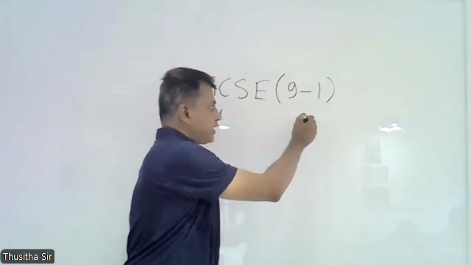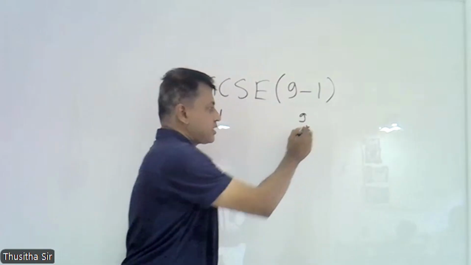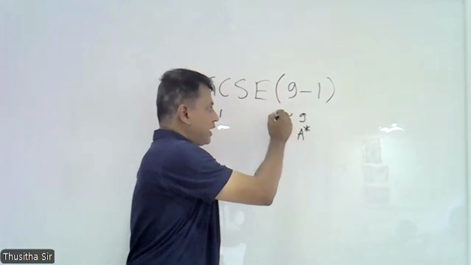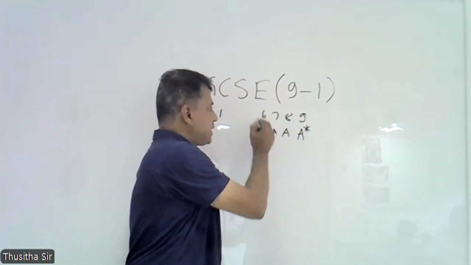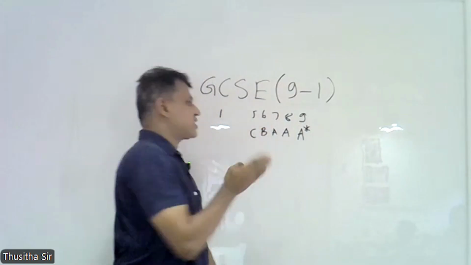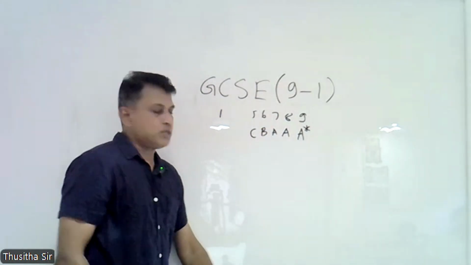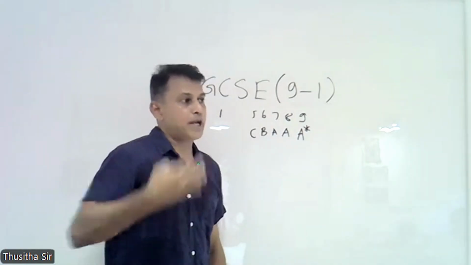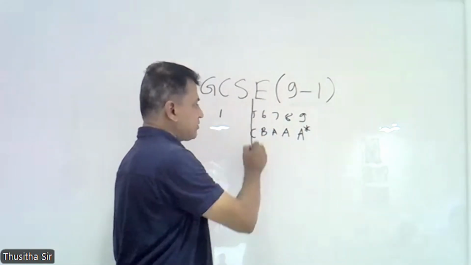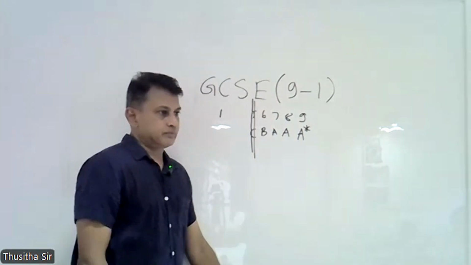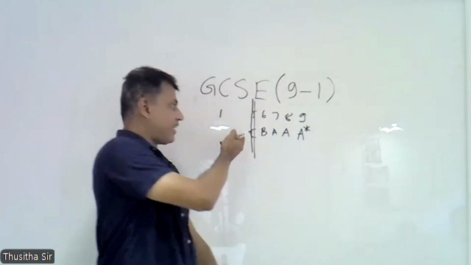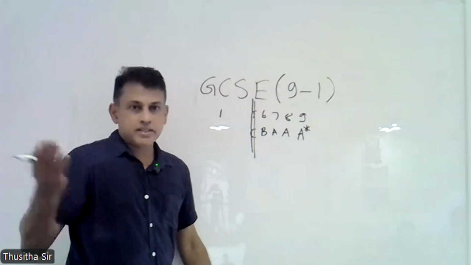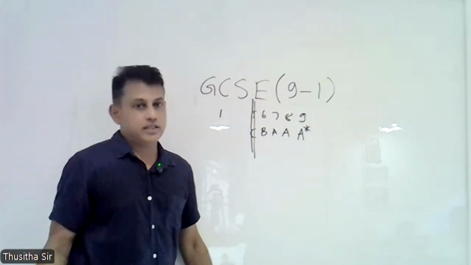Just for understanding, 9 is an A star, the highest mark. Then 8 is also A, and 7 is also A, then 6 is B, and 5 is, let's say, C. So the minimum requirement, when you sit for the exam after 2 years and get the result, is 5. Below that, 4, 3, 2, 1, are not considered a result. That means it's not valid.